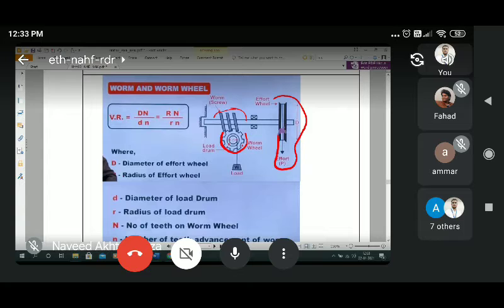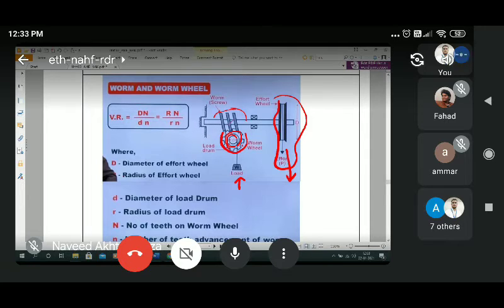Now to lift the load, the mechanism is that we apply the effort here and pull down, and the worm screw will rotate and simultaneously the worm wheel will rotate. This winds the rope and then the load is lifted. So it is the movement of the worm screw with the worm wheel attached.